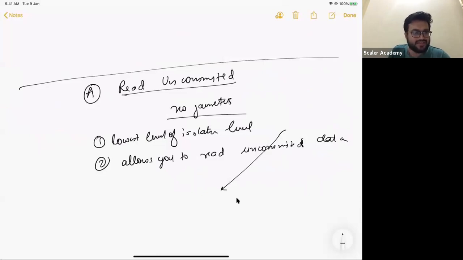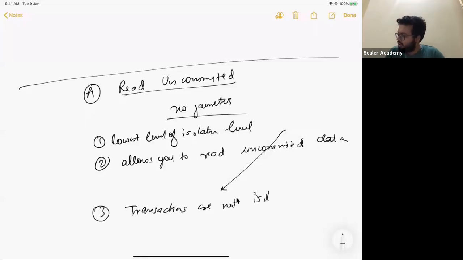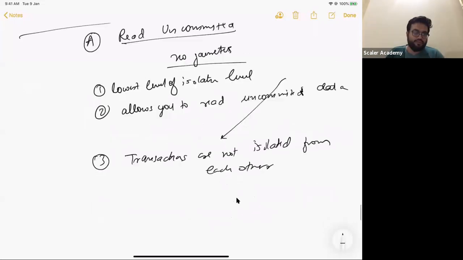Okay. If transaction fails, I did not get, if transaction fails, makes sense. Exactly. So I will discuss what's the issue there, Nikhil. But this is the lowest level of isolation. In fact, in this level, transactions are not isolated at all. Okay. Transactions are not isolated from each other.